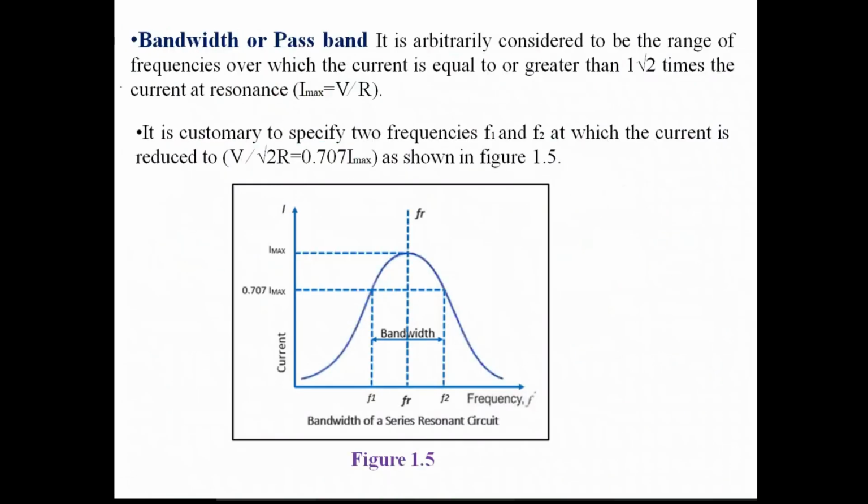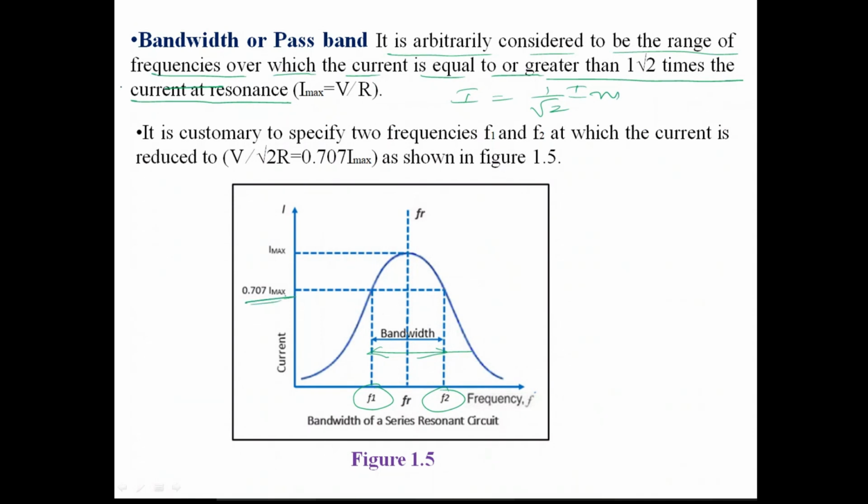Now we'll see how the bandwidth of the circuit is determined. If you look at the current graph under resonance condition, see here, this is what we call the bandwidth. It's a range of frequencies from F1 to F2. The circuit will allow all the signals within this frequency range. See here, the definition of the bandwidth is given. It is arbitrarily considered to be the range of frequencies for which the current is equal to or greater than 1 by root 2 times the current at resonance, that is I max.